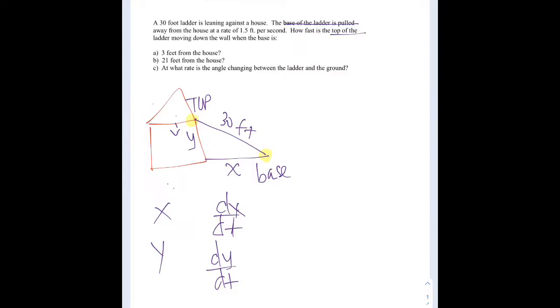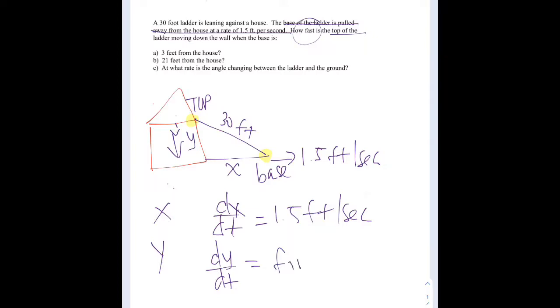All right, so let's go back. Let's figure out what they gave me. A 30-foot ladder is leaning against the house. The base of the ladder is being pulled away from the house at a rate of 1.5 feet per second. Friends, that is a dx dt. They want to know how fast, so we'll take the absolute value of whatever we find, the top of the ladder is moving down the wall. If they're asking how fast, they're asking for a rate, and that is what they want me to find.